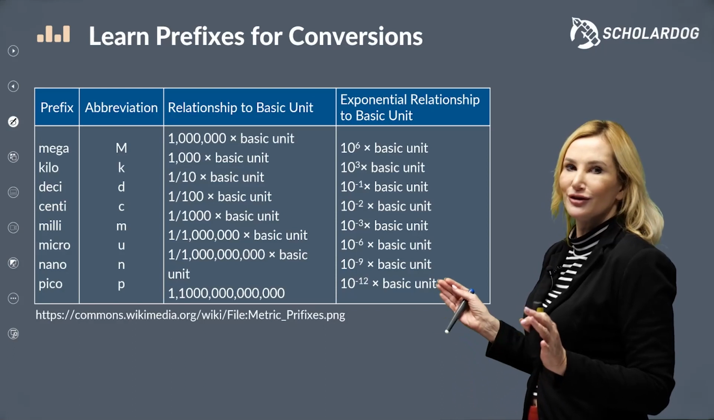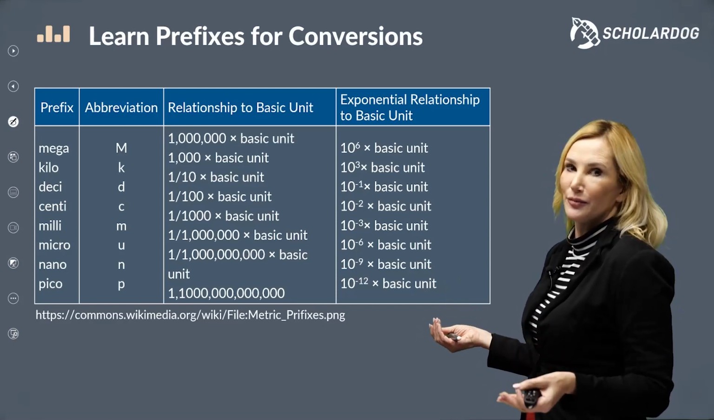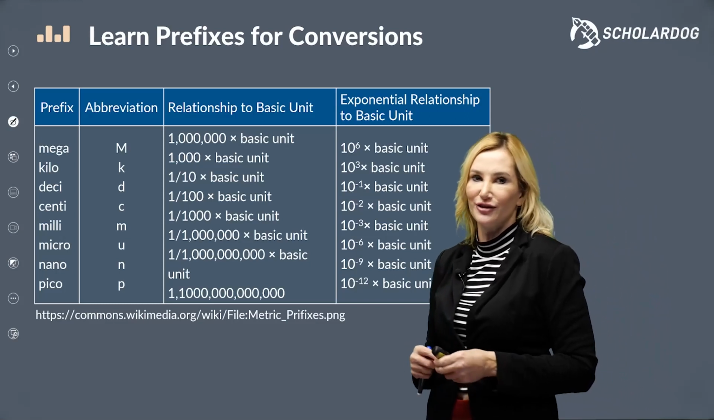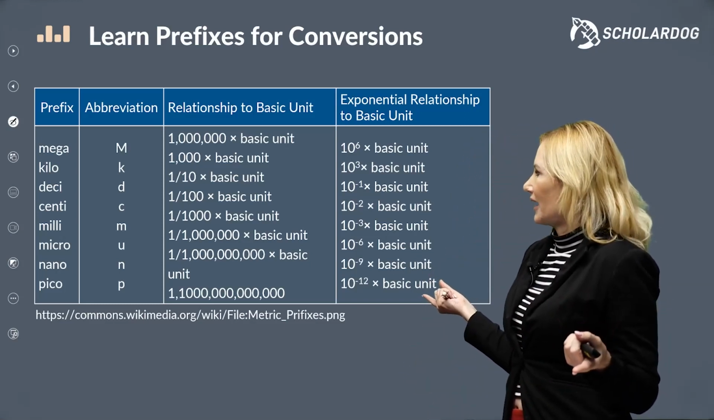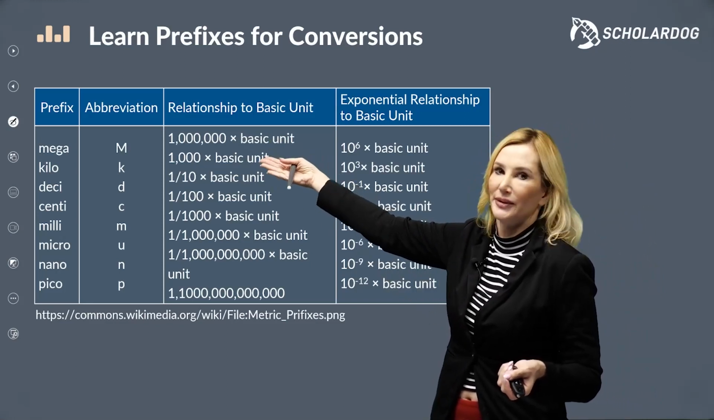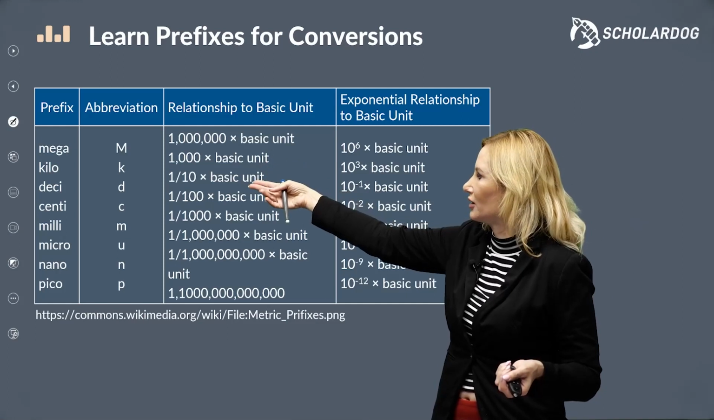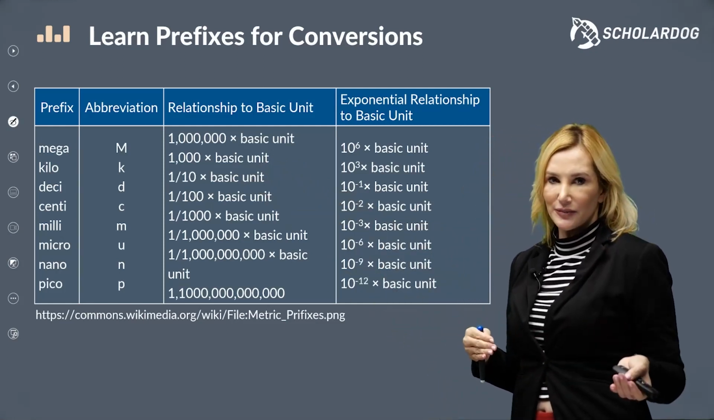You have to know prefixes for conversions, and you have to memorize these. So there's not a lot that you have to memorize in chemistry, but prefixes are one. And it's good to know that a mega is a million. They use a big M. A kilo is 1,000, it's a little k. Deci starts to be less than 1.